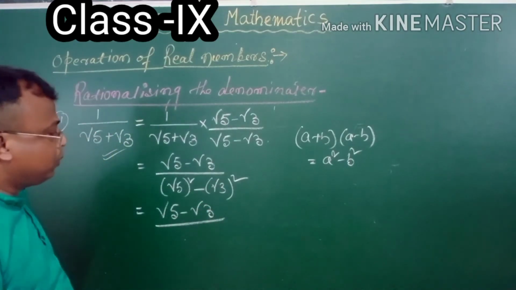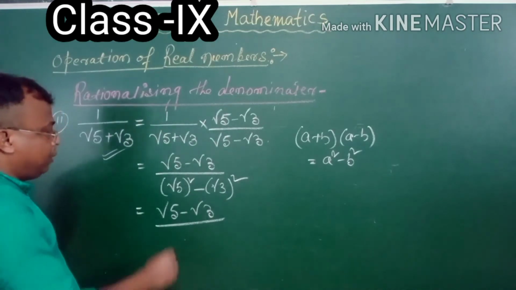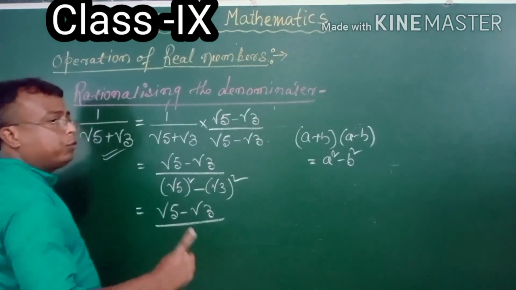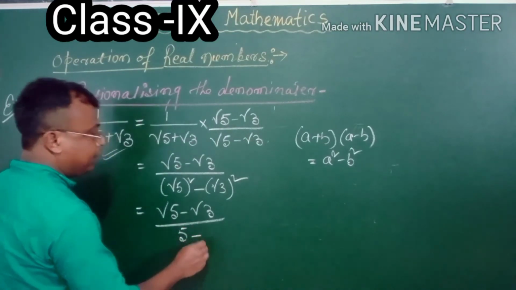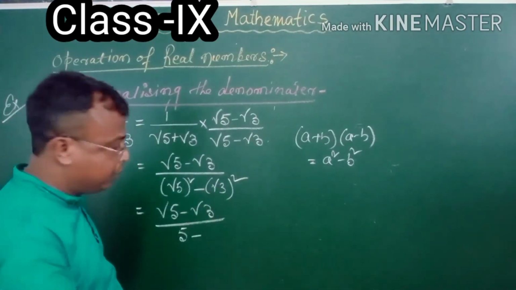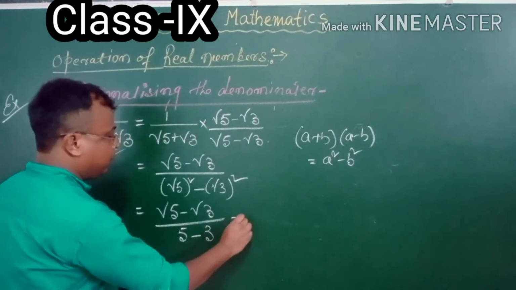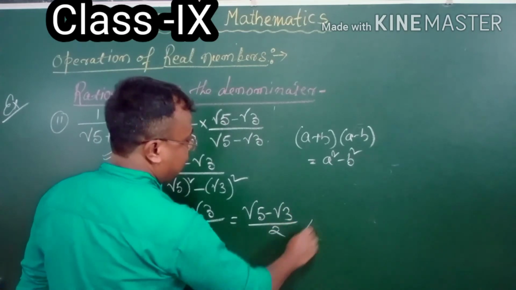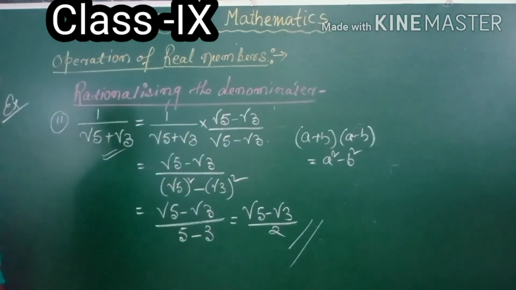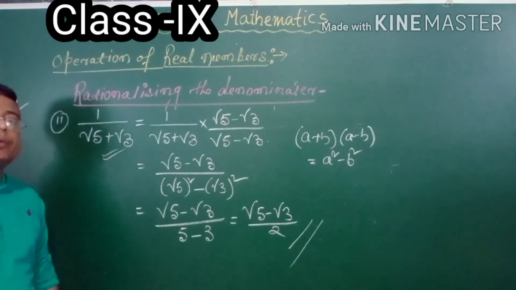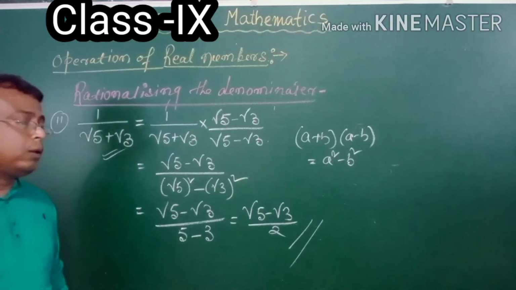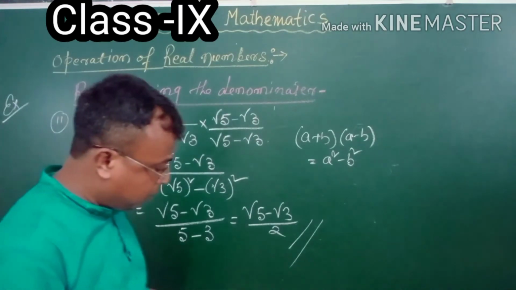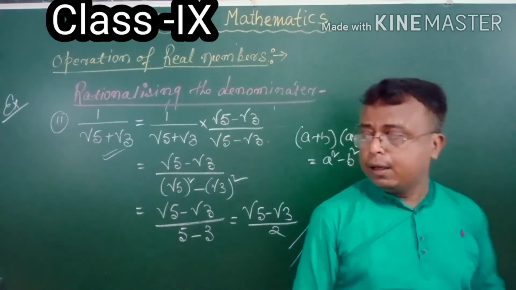So what we got? Root 5 minus root 3 divided by root 5 square. Root 5 square means root 5 into root 5. Root 5 into root 5 is 5 minus root 3 square means root 3 into root 3. This is what? 3. So what we got? Root 5 minus root 3 divided by 5 minus 3, 2. Okay? So such type of numbers or rational numbers you can rationalize like this. Okay? Is it clear? Now let us take one more example.